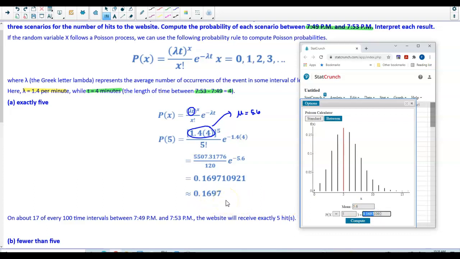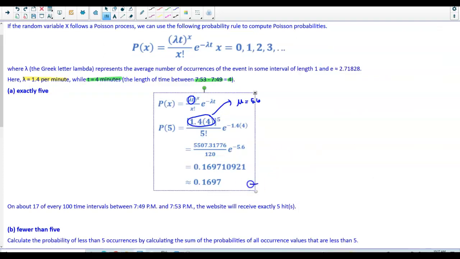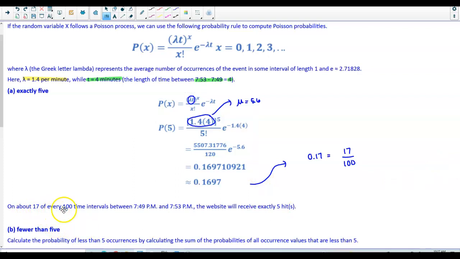And so what we would do is round it to 2 decimal places, which is 0.17, which would be 17 over 100. So what does that mean? That means that in about 17 of every 100 time intervals between 7:49 p.m. and 7:53 p.m., the website will receive exactly 5 hits, because it's asking for exactly 5 hits. So that's how we get exactly 5 hits.